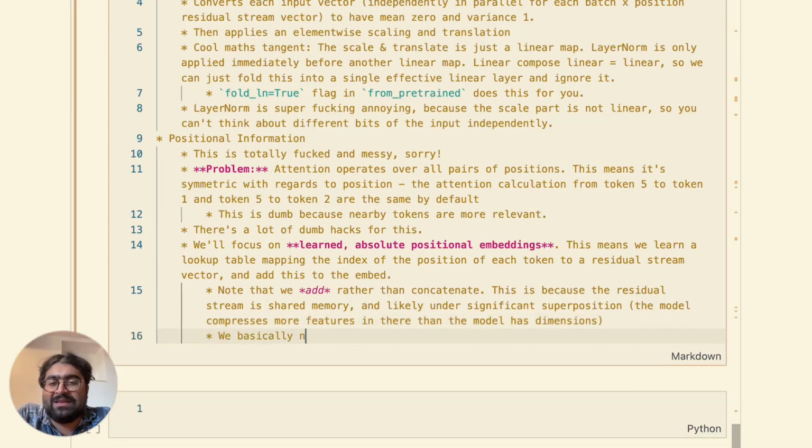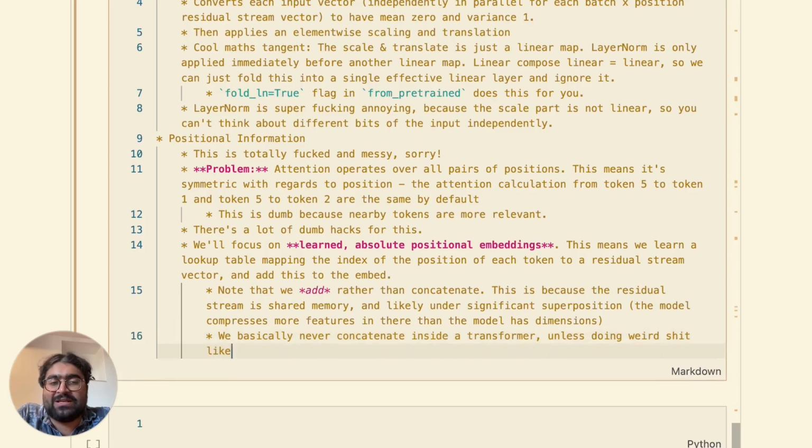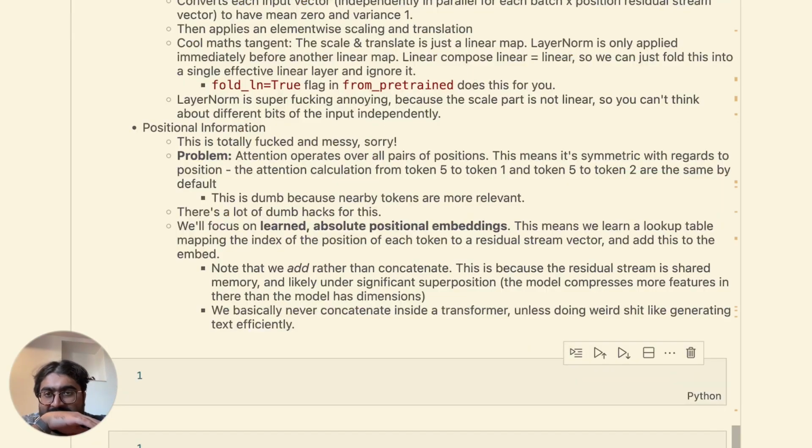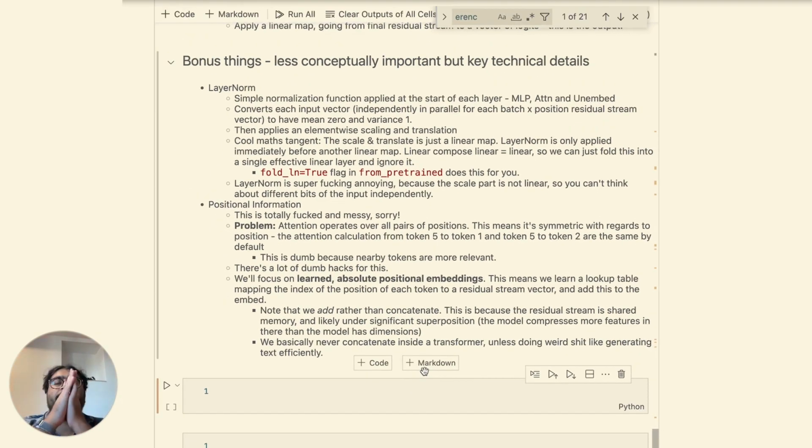We basically never concatenate inside a transformer unless doing weird stuff like generating text efficiently. You don't need to worry about what that means, but you can go read the easy transformer code about caching if you want to understand it. I think it's reasonably cleanly implemented. Alright. End of long conceptual description of how transformers work.